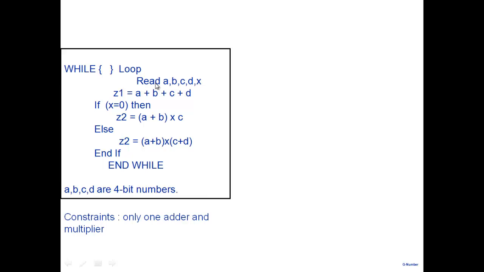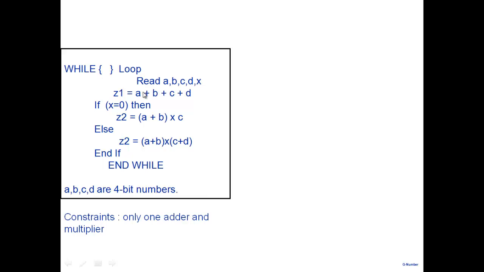Let's say what we do is we read all this data here, A, B, C, D, and X. There's an operation that I do. Z1 is A plus B plus C plus D. Fine. If X is 0, X is a 1-bit number. If X is equal to 0, then there's a second output Z2, which is A plus B multiplied by C. Else Z2 is A plus B into C plus D. And then you continuously loop here. So you continuously do that in a loop.